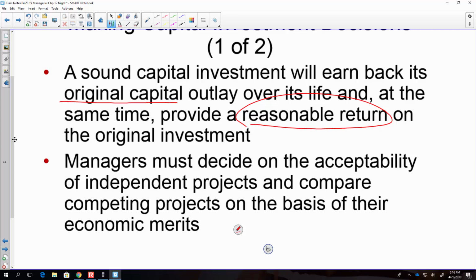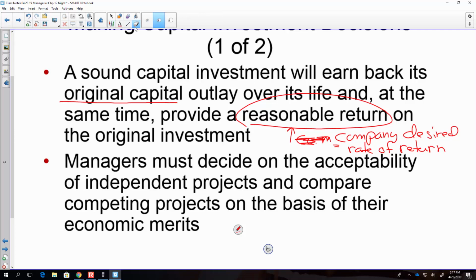So that's the goal here when we're looking at these projects. We will be given a company's desired rate of return. Every problem will have this information, especially the discounted ones that we're going to be covering. And that's where we're going to use our calculator to come up with that desired rate of return.